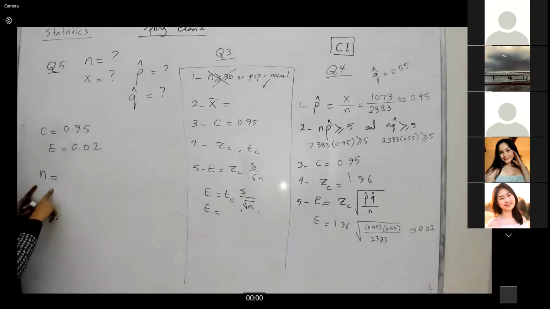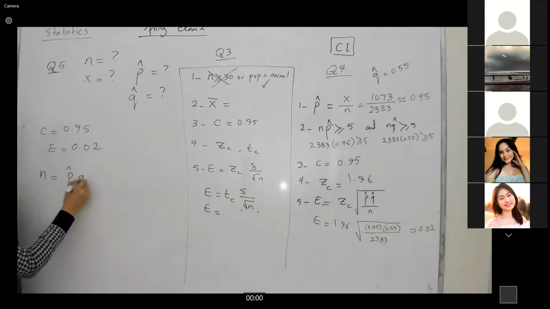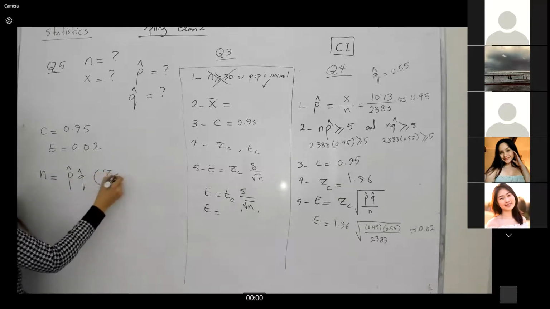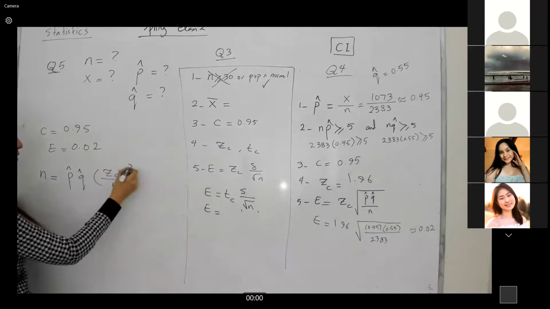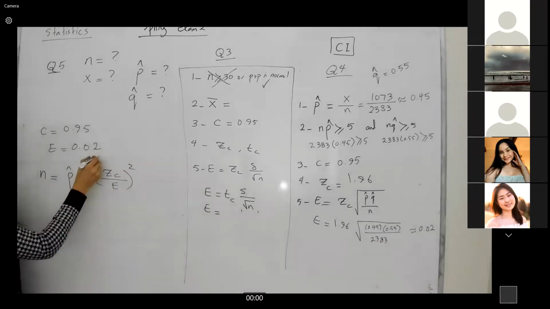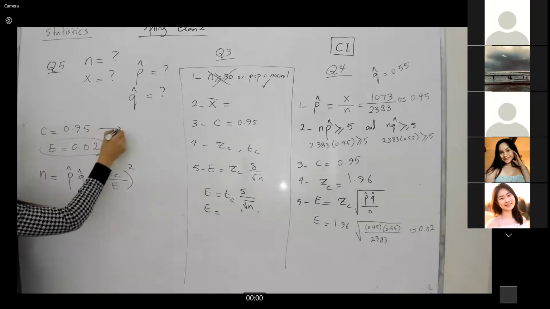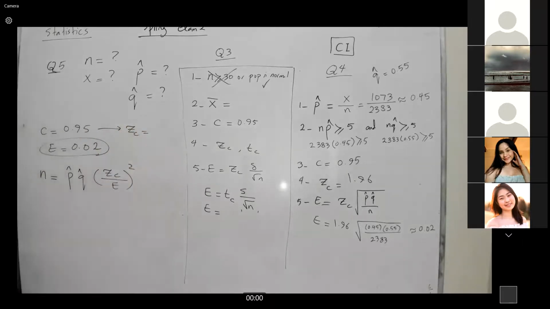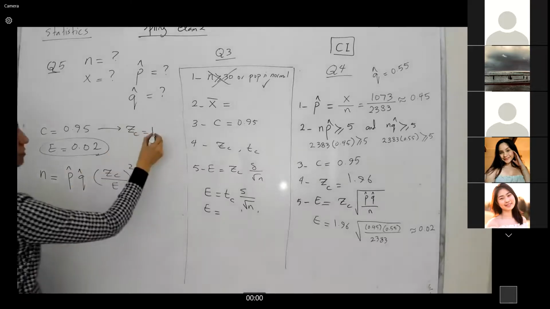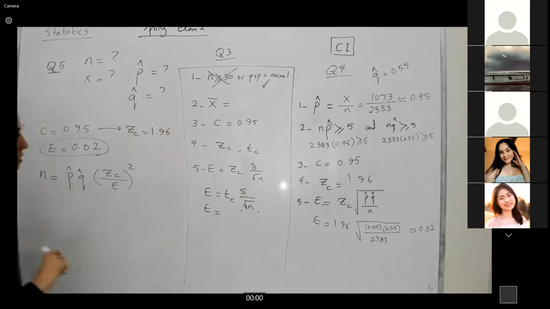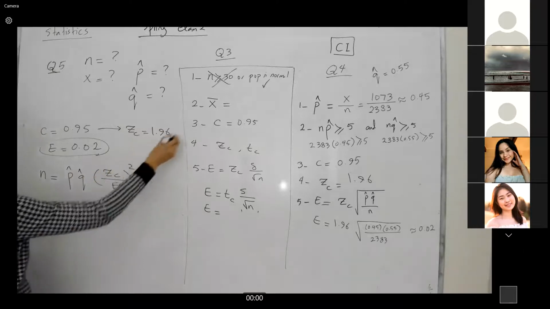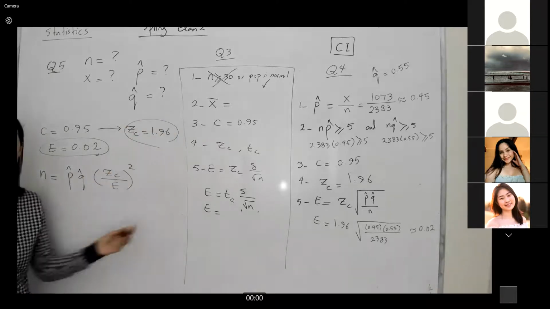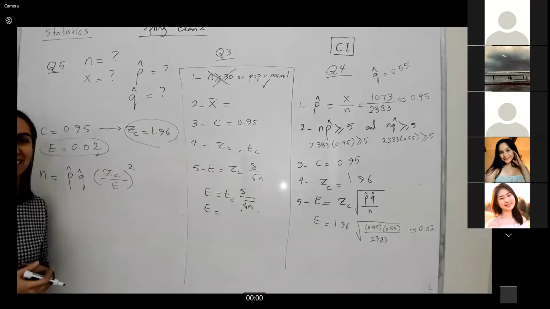The minimum sample size for the proportion, we just learned, is p hat q hat times zc over e, squared. I have my e, I have my c, so I can find zc. What is zc? 1.96. I have my zc. What about p hat q hat? I don't have any. 0.5. So we use 0.5, 50%.